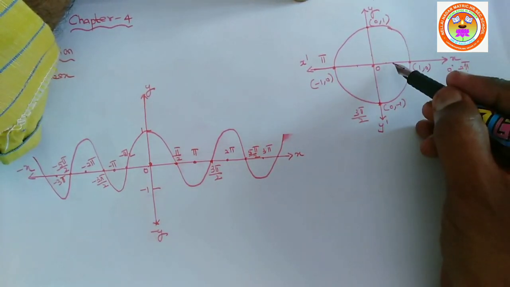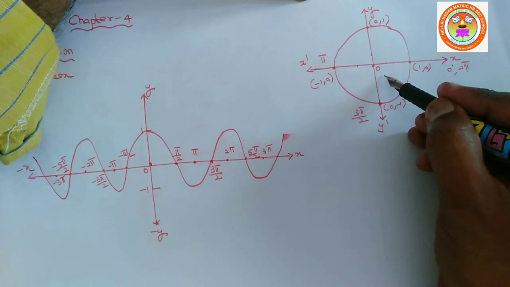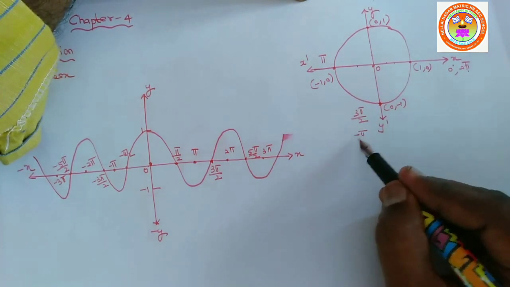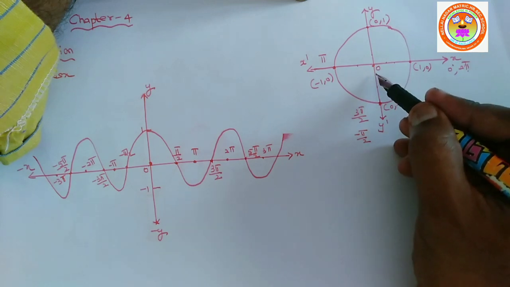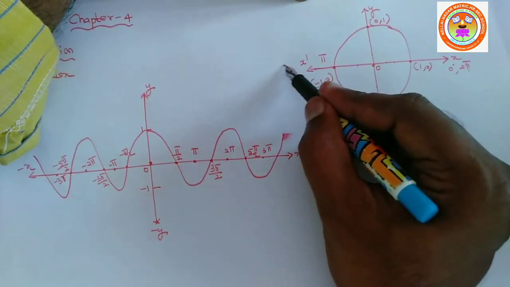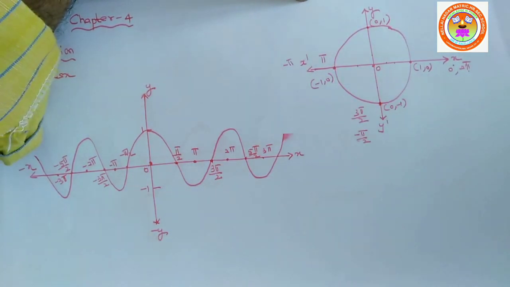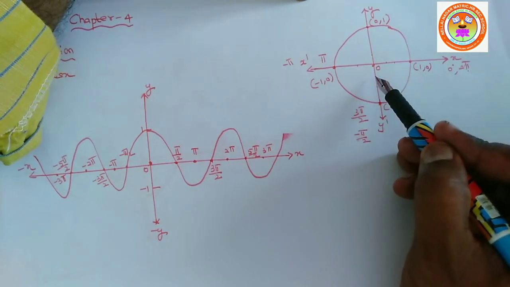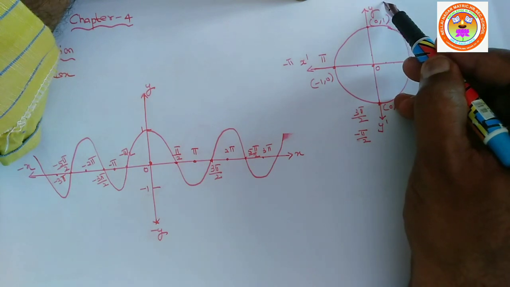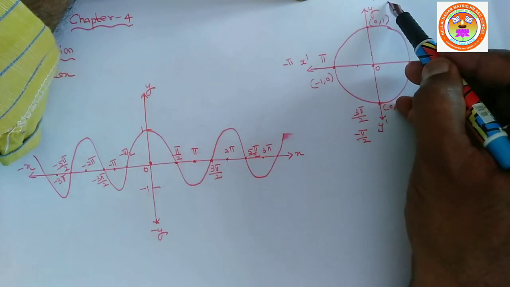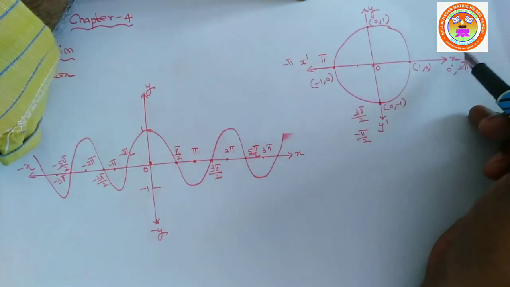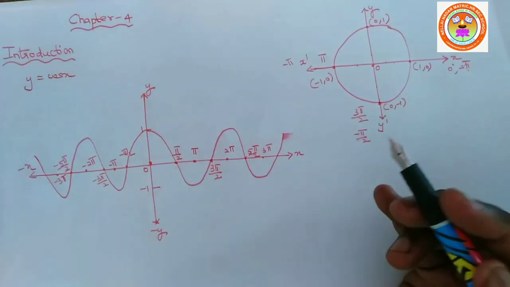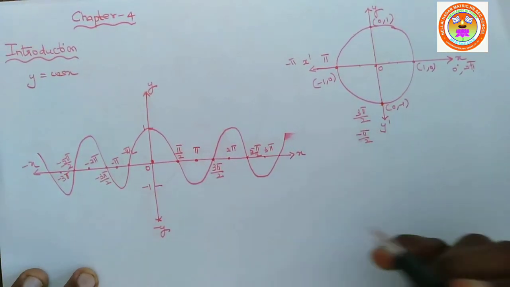Suppose it is in the clockwise direction. This 3 pi by 2 moves to this side and becomes minus pi by 2. Why minus pi by 2? Because of the clockwise direction. This will become minus pi. I think you can understand. If it moves in the clockwise direction, it happens like this: minus pi by 2, minus pi, minus 3 pi by 2, minus 2 pi. Therefore, it moves in the clockwise direction, so we can find the answer for this.